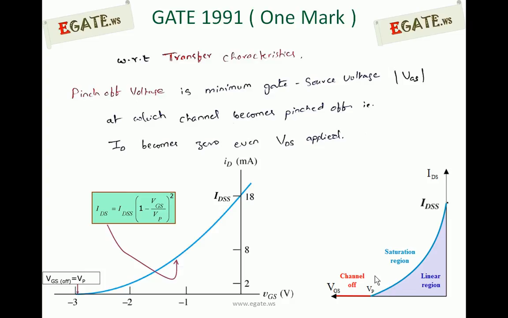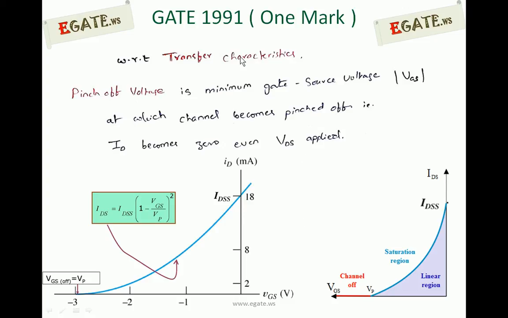Now we will define pinch off voltage with respect to transfer characteristics. Pinch off voltage is the minimum gate to source voltage at which the channel becomes pinched off, that is, the drain current becomes 0 even when VDS is applied. Transfer characteristics is always between ID versus VGS at a constant VDS, that is, drain current versus gate to source voltage at a constant drain to source voltage.